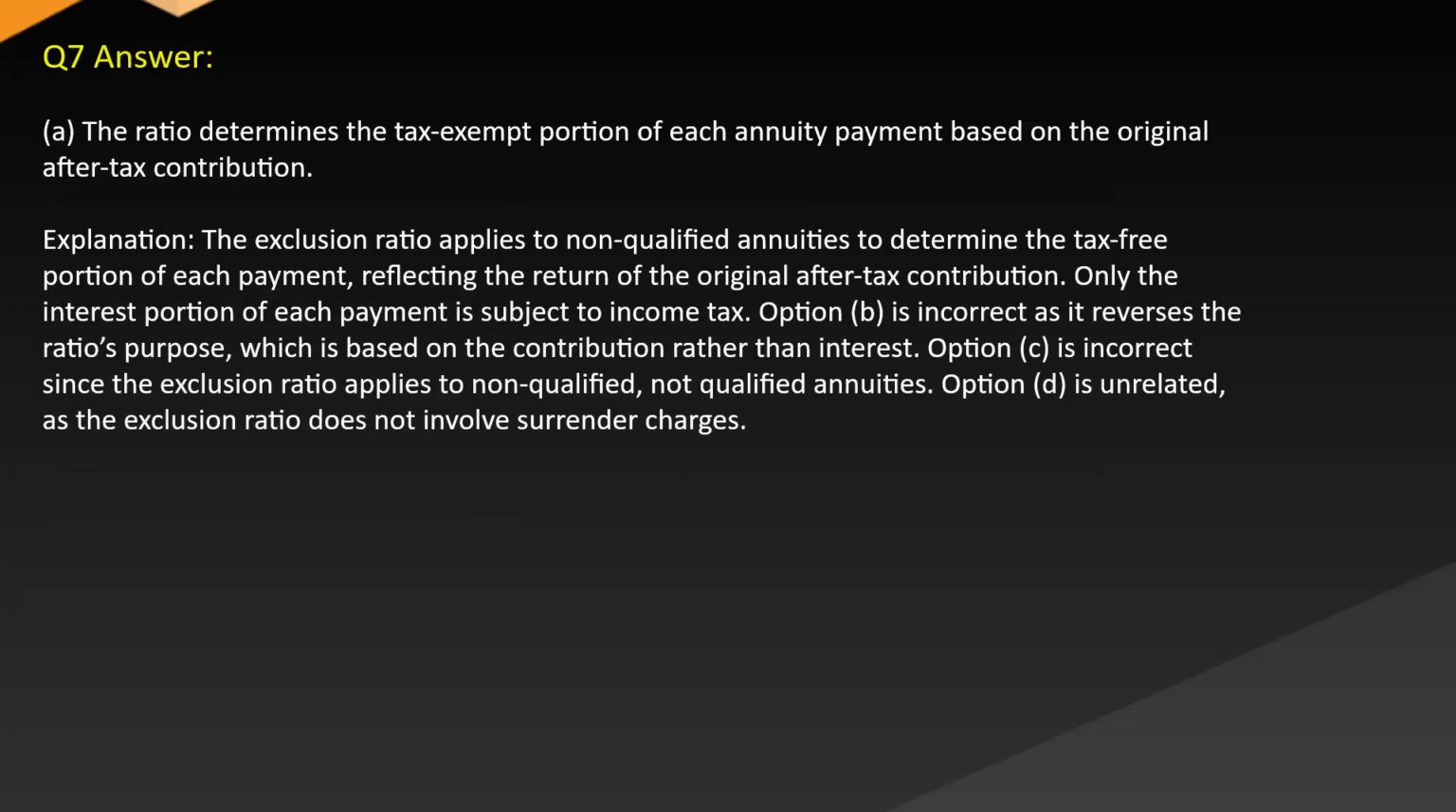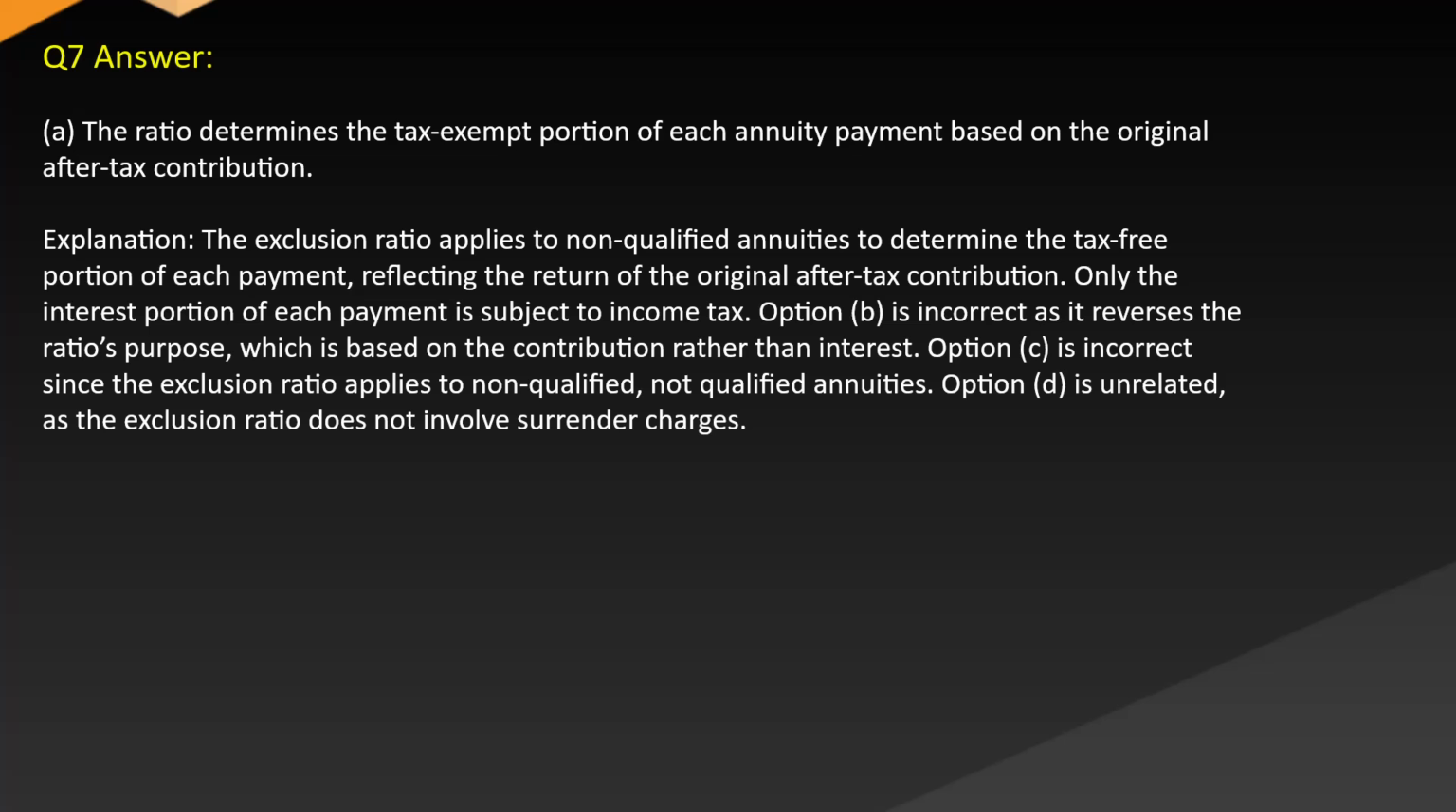Answer: A. The ratio determines the tax-exempt portion of each annuity payment based on the original after-tax contribution. Explanation: the exclusion ratio applies to non-qualified annuities to determine the tax-free portion of each payment, reflecting the return of the original after-tax contribution. Only the interest portion of each payment is subject to income tax.